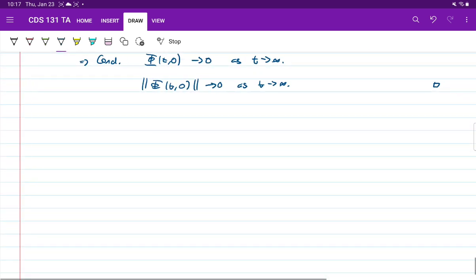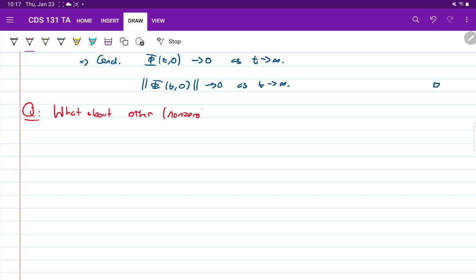Well, let's take a look, right? So our next question is, what about other non-zero equilibrium points, right? So that's our first question. And our second question is, above we only characterized global asymptotic stability, right? So my second question is, what about local asymptotic stability, right? Maybe we can get away with some weaker conditions.